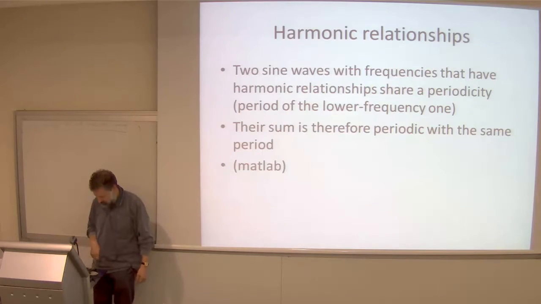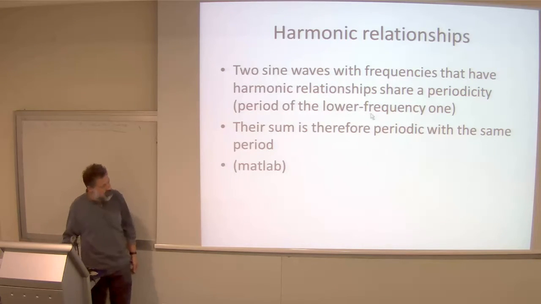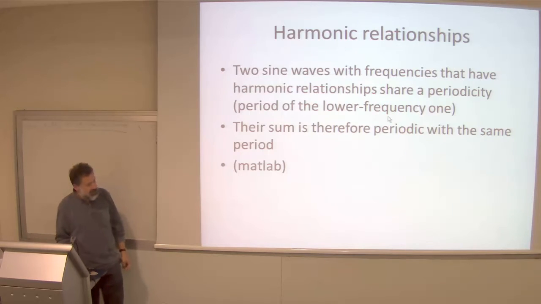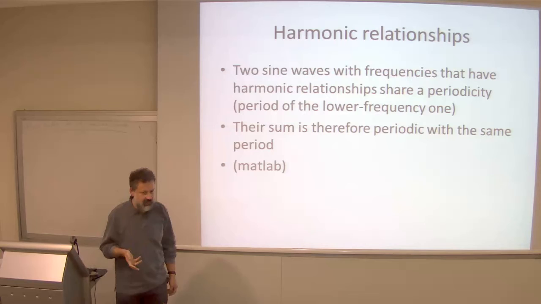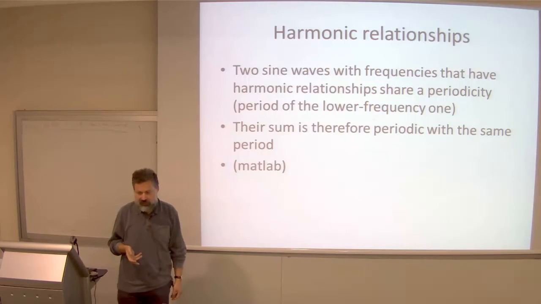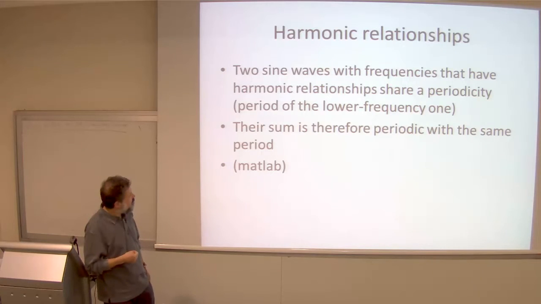Now, as I showed you before, two sine waves with frequencies that have harmonic relationships share a periodicity. They have a common period, which is the period of the low frequency one. The 1000 hertz tone is also periodic at 500 hertz. The 1500 hertz tone is also periodic at 500 hertz. So their sum is therefore periodic with the same period.